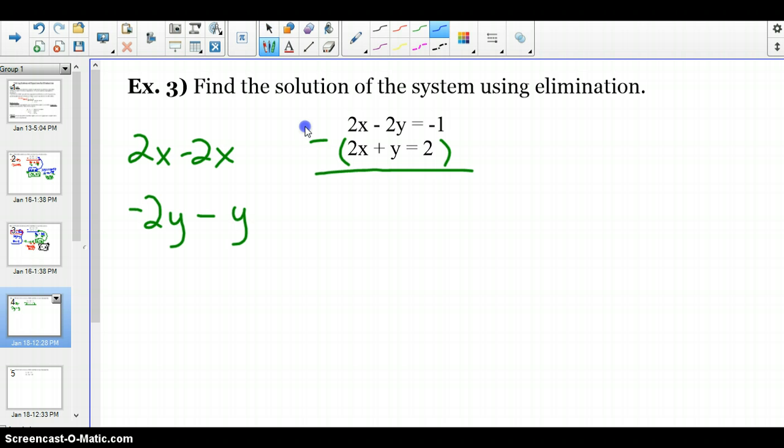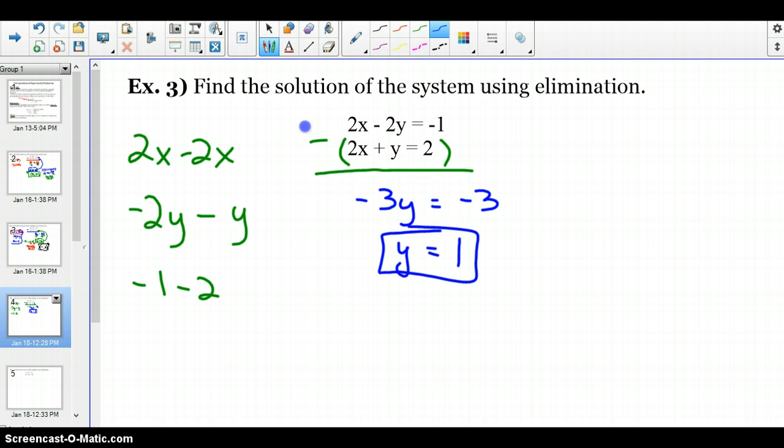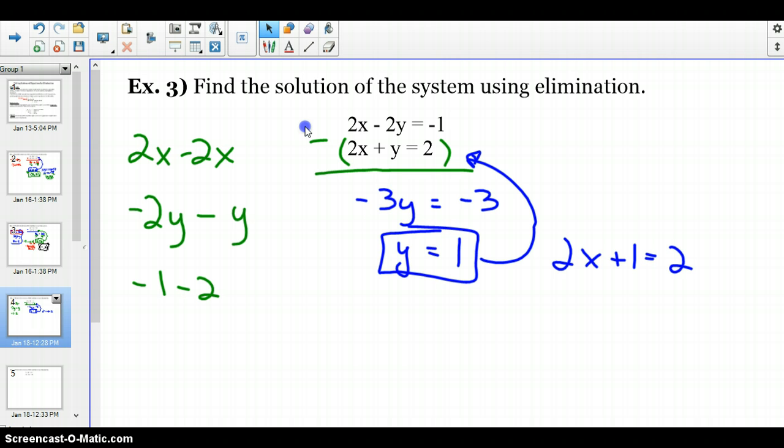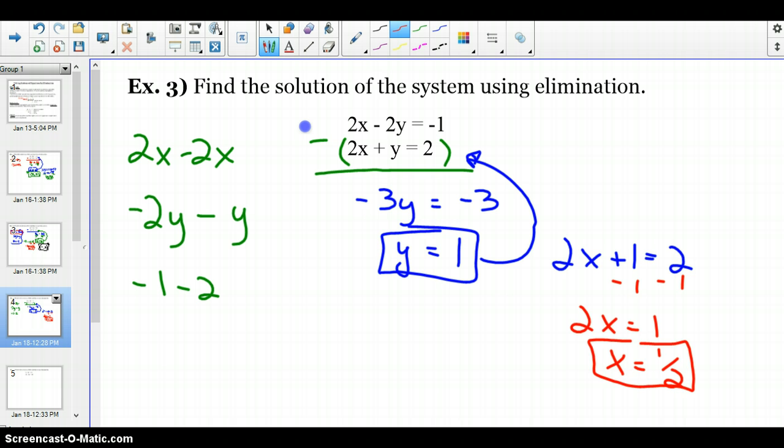So what is negative 2y minus y? That would be negative 3y. And then another calculation I need to make is negative 1 minus 2, on the other side of the equal sign, which is negative 3. So y turns out to be 1. All right, so I'm going to plug that back in. 2x plus 1 for y is equal to 2. I'll subtract 1 on both sides. 2x is equal to 1, so x is equal to 1/2. All right, so my solution is 1/2, 1.